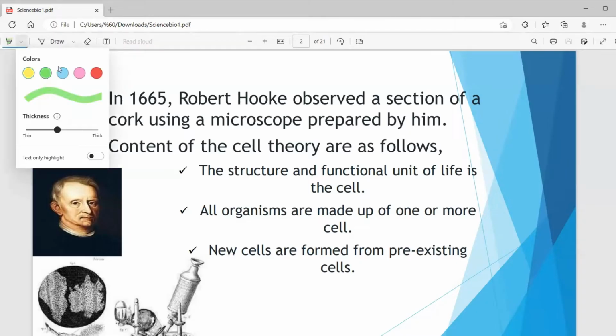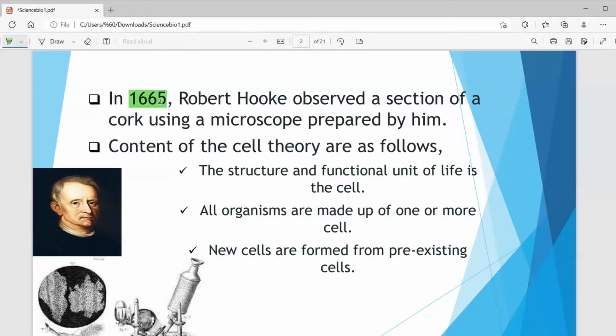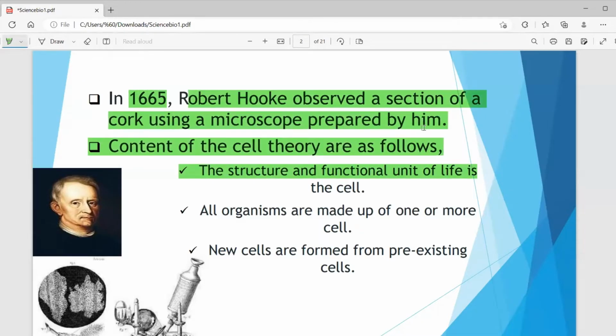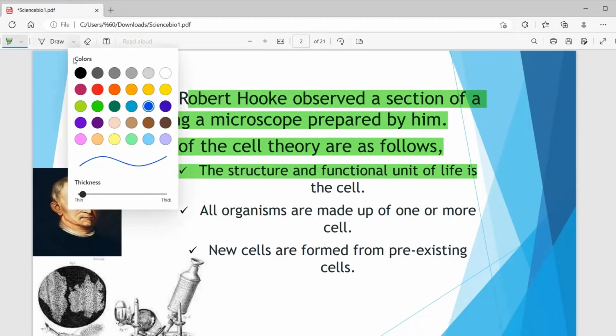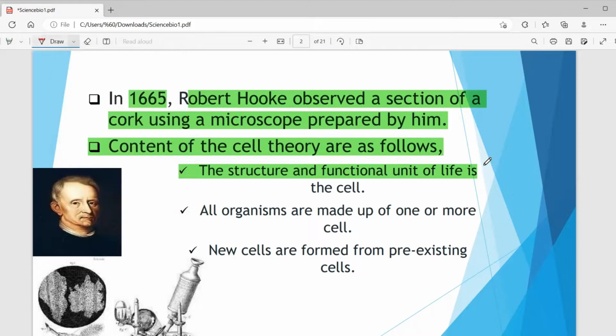Before moving to the lessons, here is the introduction, an overview. In 1665, Robert Hooke observed a section of cork using a microscope prepared by him. This led to the cell theory. This is very important, dear students. When you study cell structure, you have to cover this part. It is very important and interconnected, and you need a thorough idea of it. First, what is the cell theory? This is very important.